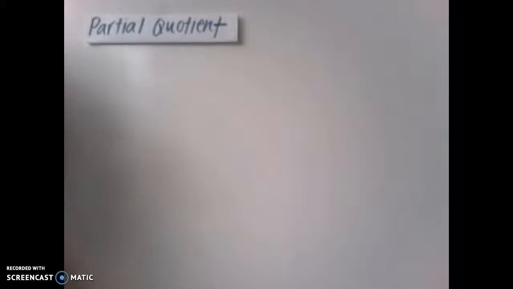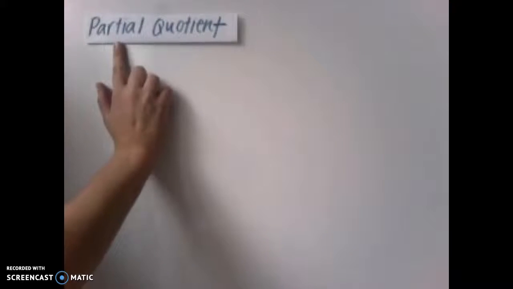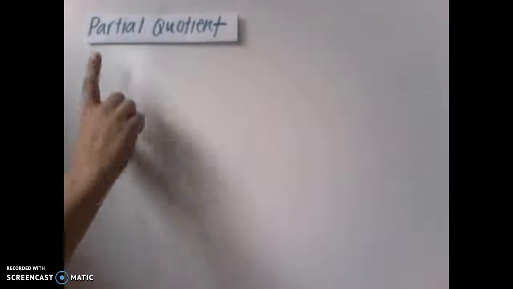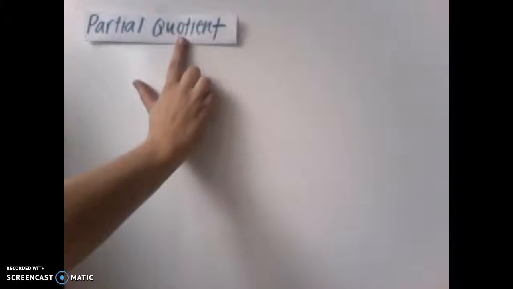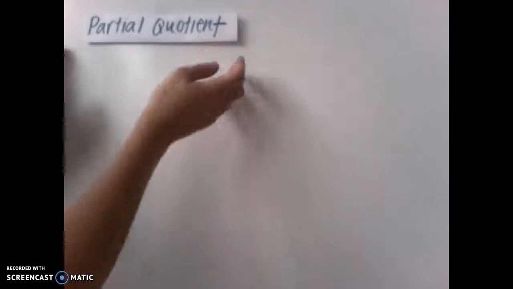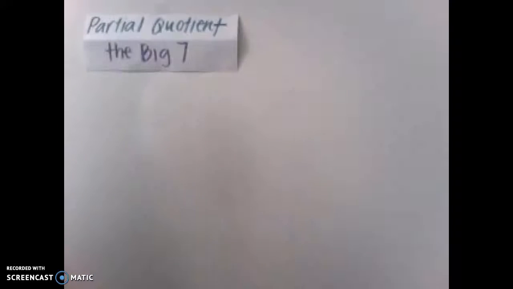It's for long division. Partial, remember, means part of something, and quotient is the answer to a division problem. So in this strategy, you're going to find part of the answer over and over again until you've found all of the parts and then put them all together. If partial quotient is a lot to remember, I've also heard kids call it the big 7. You can call it whichever you like.